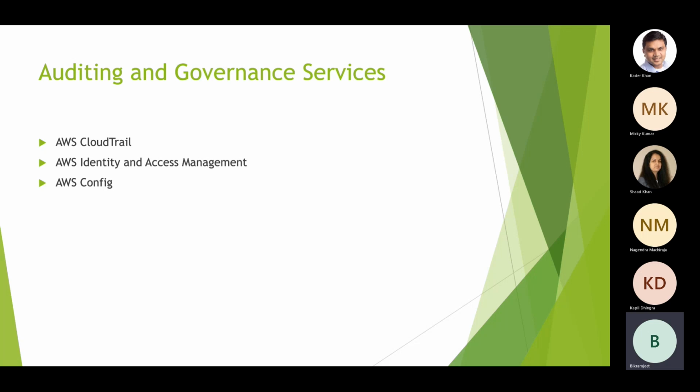And then comes AWS Config. AWS Config is for managing the configurations of your application. It actually works with AWS alarms, and it watches the status of your application.